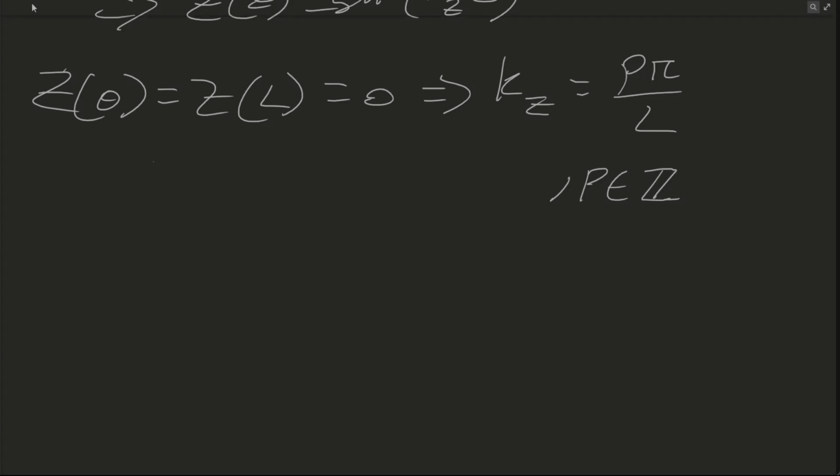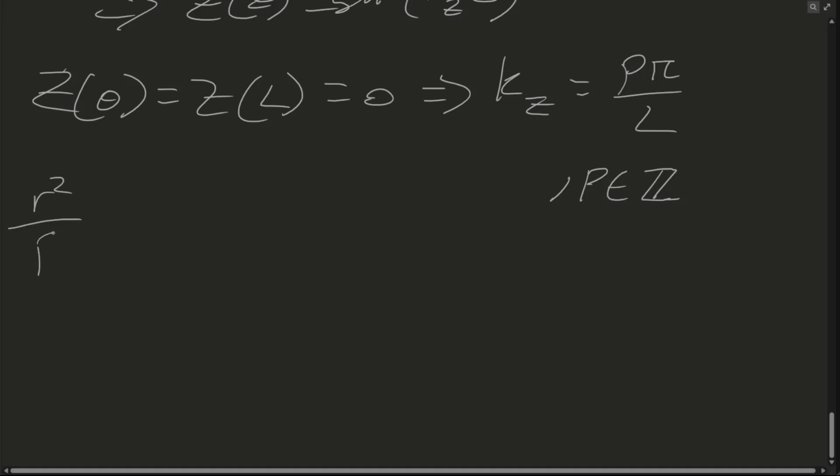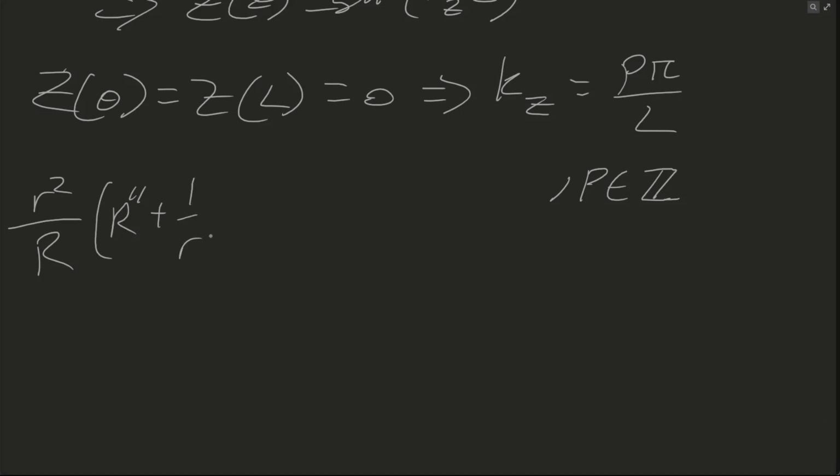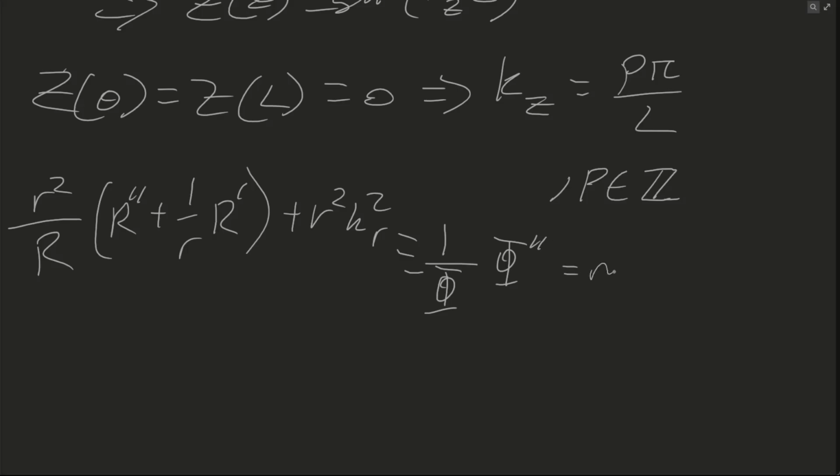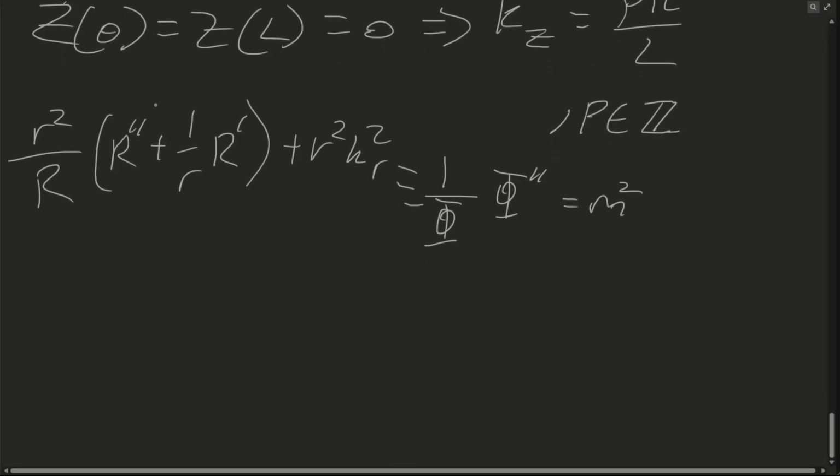The next thing that I want to do, however, is take out the other parts. So r squared over big R times R double prime plus 1 over r R prime plus r squared k_r squared, and that's equal to minus 1 over big Phi times Phi double prime, which is m squared. m squared is a separation constant.